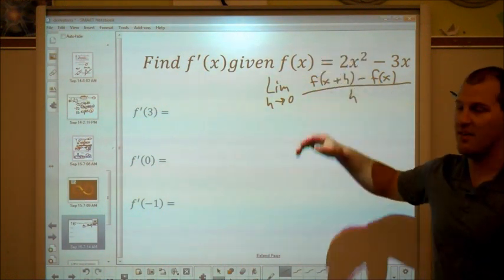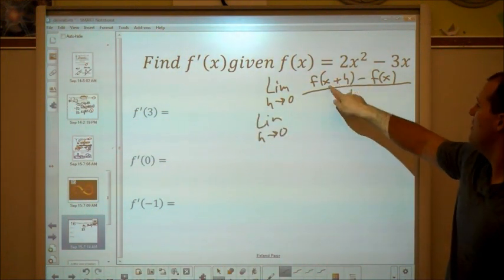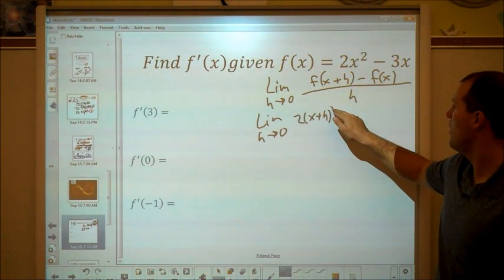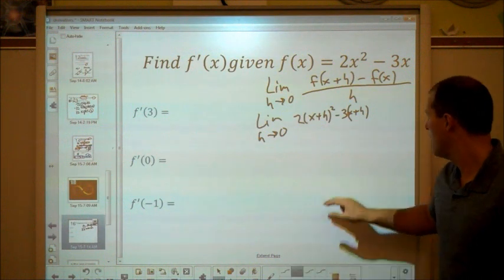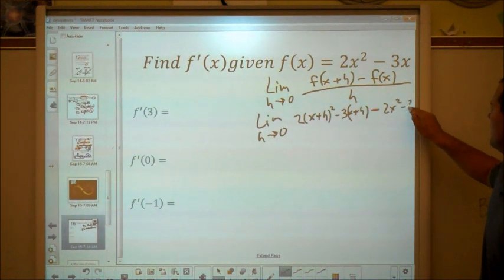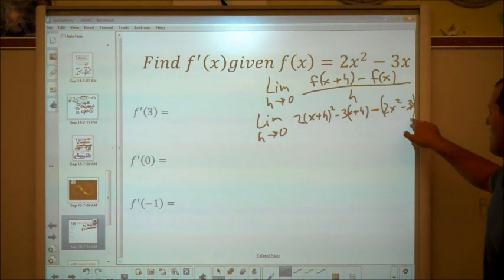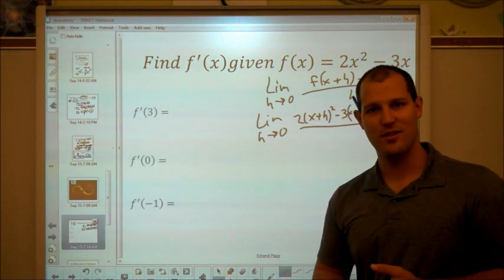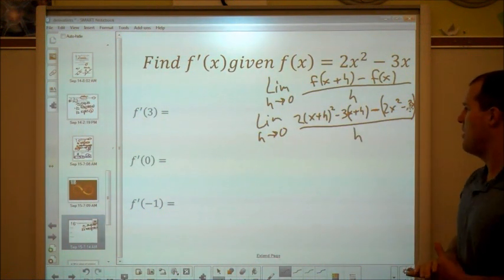Alright, let's go ahead and start plugging this stuff in. So here we go. Now we're going to have limit as h approaches 0, f of x plus h. That's going to look like 2 times x plus h squared minus 3 times x plus h minus f of x, and that's 2x squared minus 3x. Have you caught my mistake yet? I forgot the parentheses. Don't make that mistake. I'm doing it twice on this video because it's such a common mistake, and it becomes really frustrating for students when they can't figure out why they're not getting the right answer. About half the time, that's why. And then we're going to put the little h on the bottom there.